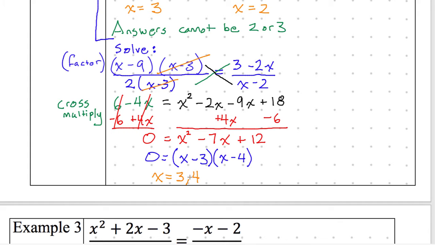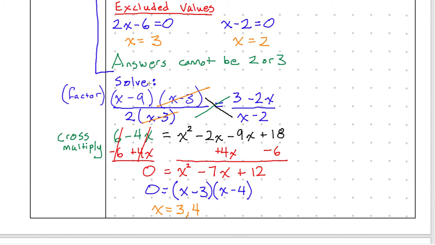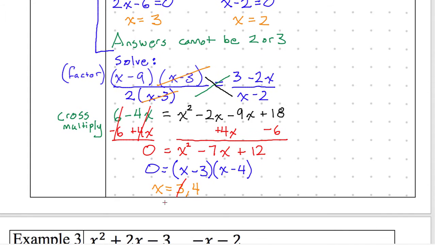All right, we're almost there. That was our second last step. Our final step is to check those excluded values. What values do I now have to cross off? I have to cross off 3 because that is an excluded value. So our final answer is x is equal to 4.